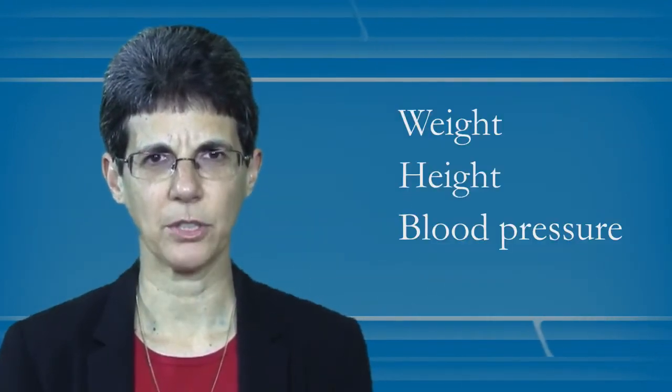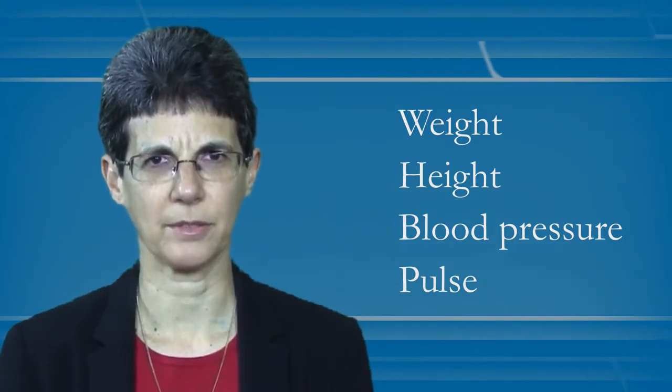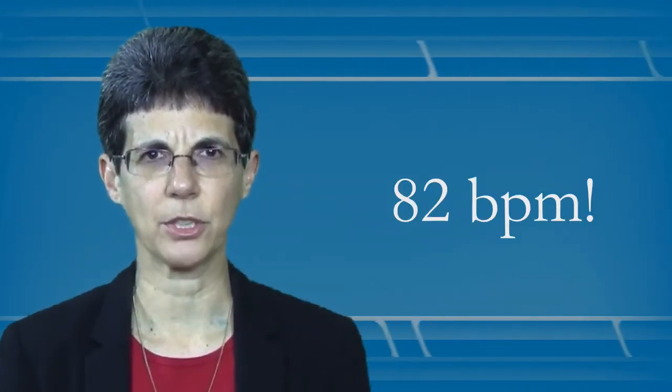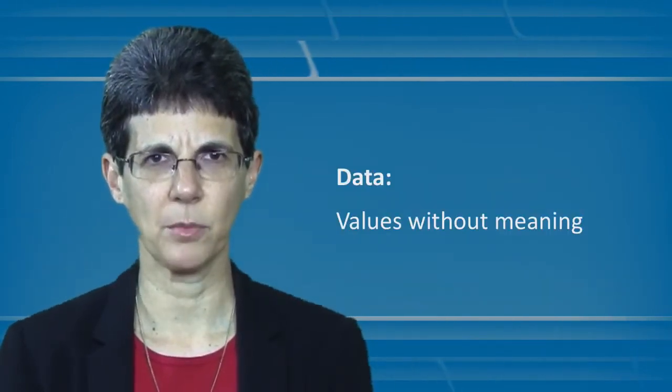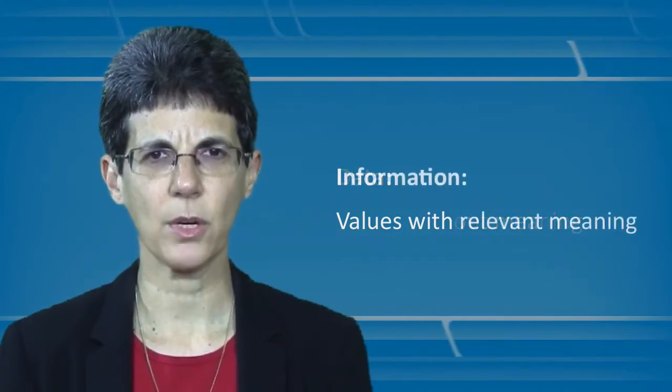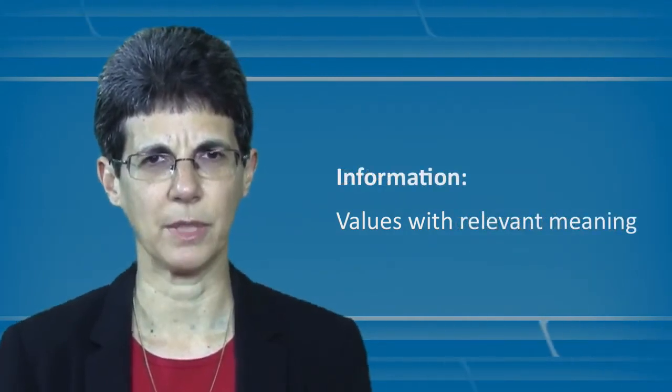Let's look, for example, at the process of preparing a patient for an annual checkup. By the time the doctor sees the patient, her weight, height, blood pressure, and pulse are all measured and captured. If the doctor sees the value 82 without units or meaning, it is referred to as data. When meaning is added to the value, it becomes information, and the doctor knows whether the 82 represents weight, blood pressure, or heartbeats per minute. In other words, data represents simple observation of values without meaning, whereas information is data with relevant meaning.